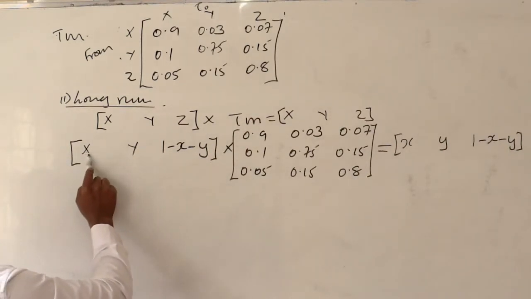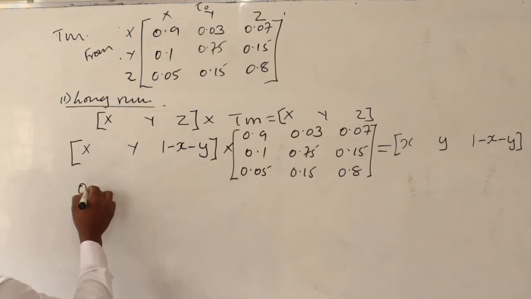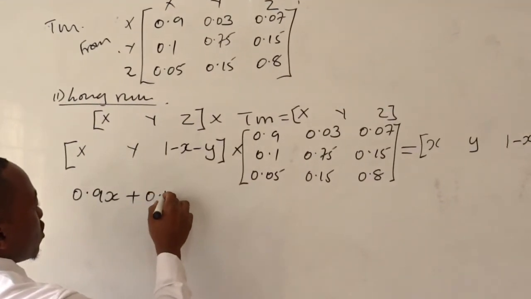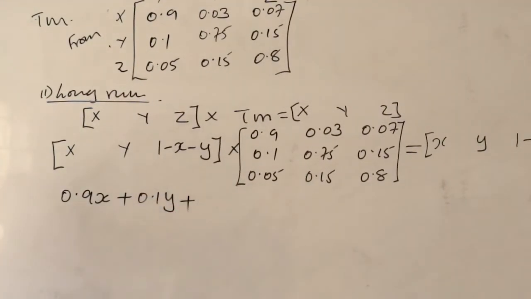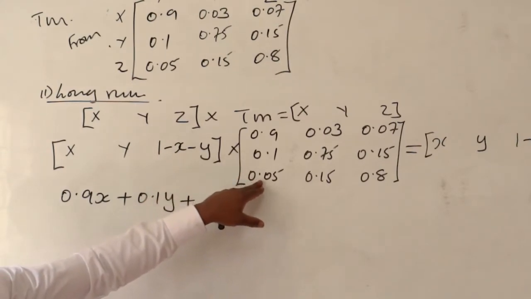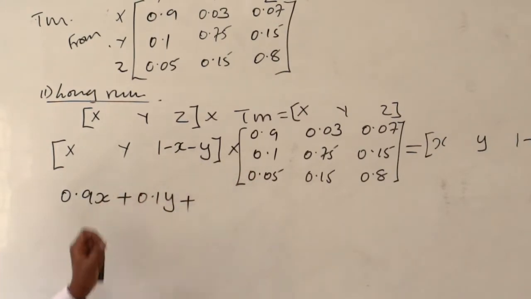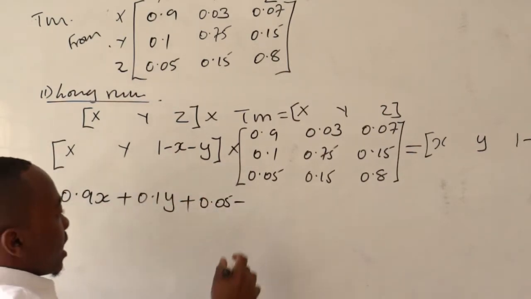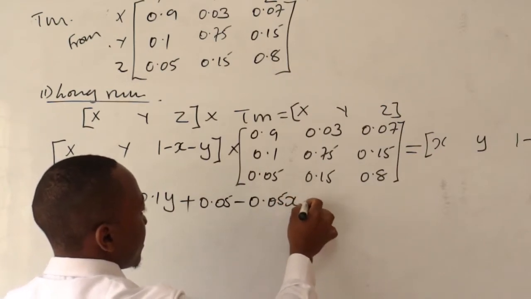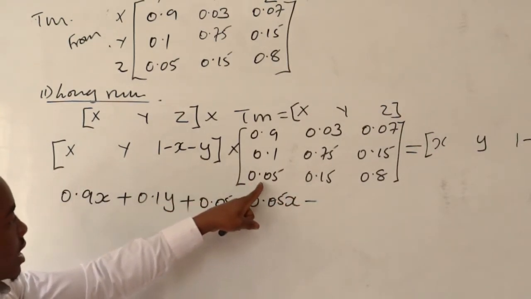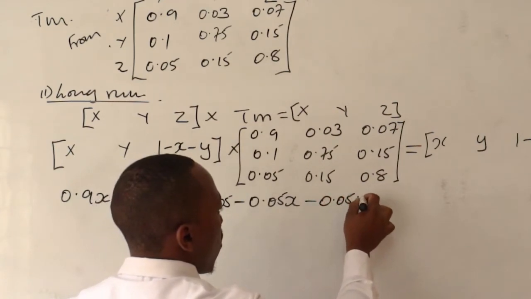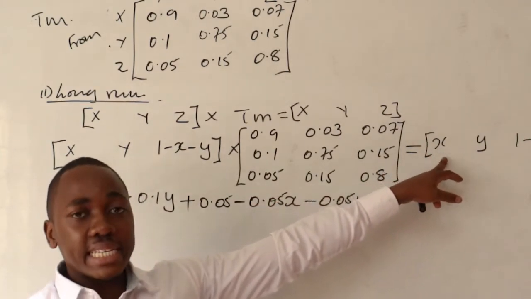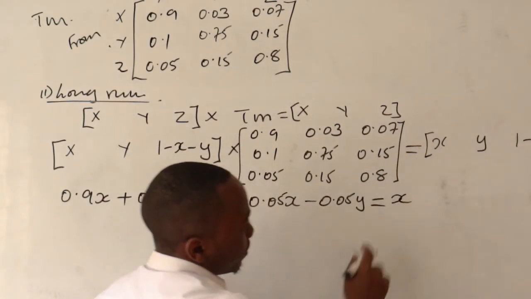So in this case, it will be X times 0.9, you will have 0.9X plus Y times 0.1, you have 0.1Y plus 1 minus X minus Y, you multiply by 0.05, you'll get 0.05 times 1, you have it 0.05 minus X times 0.05, you get 0.05X minus Y times that, you get 0.05Y is equals to, we have said that first row, first column, you get X is equals to X.